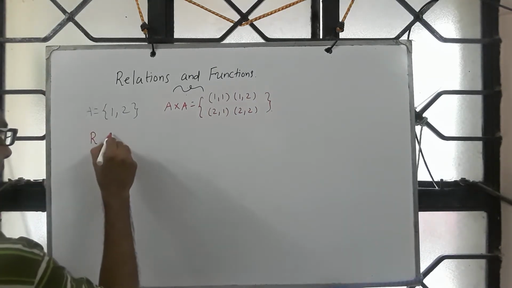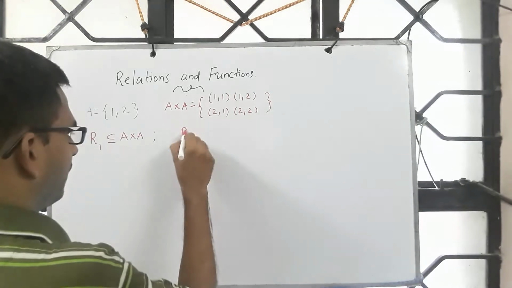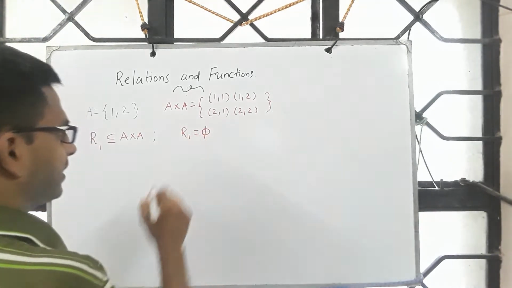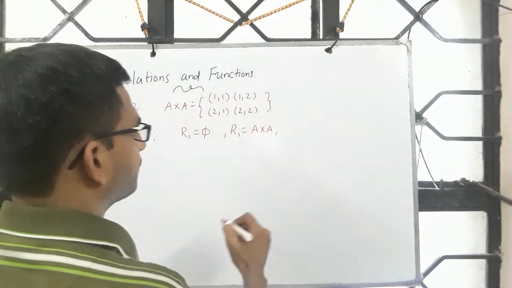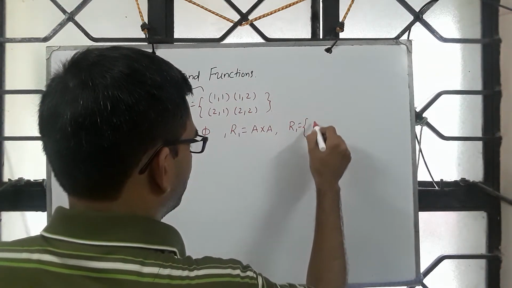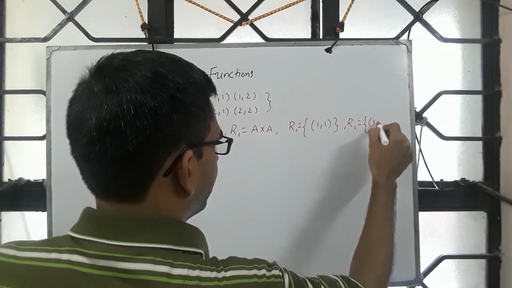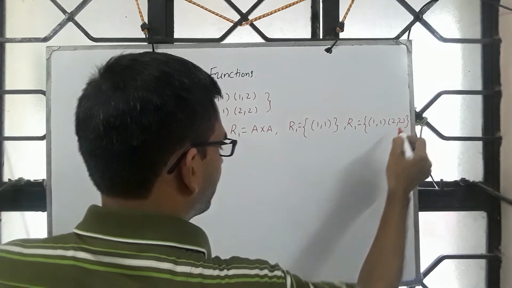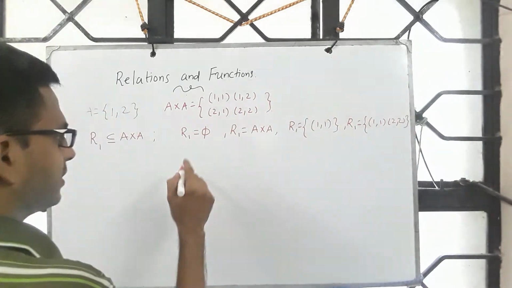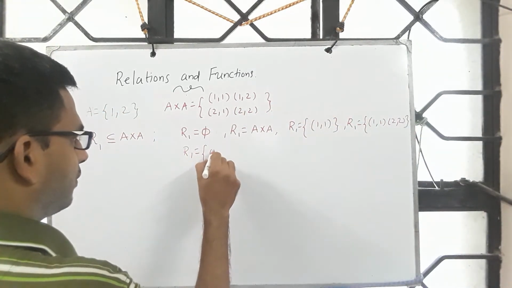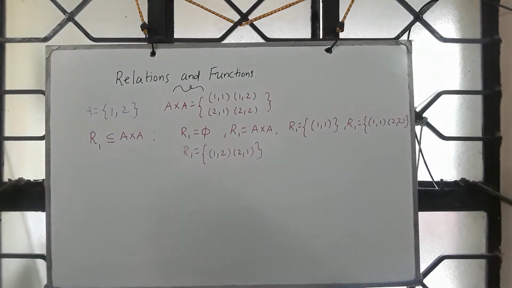Now R1 is a relation, a subset of A cross A, which could be simply an empty set, or the entire set as well, or it could be just (1,1), or it could be (1,1), (2,2). All these are subsets of A cross A, and R1 could also be (1,2), (2,1). So these are all binary relations.